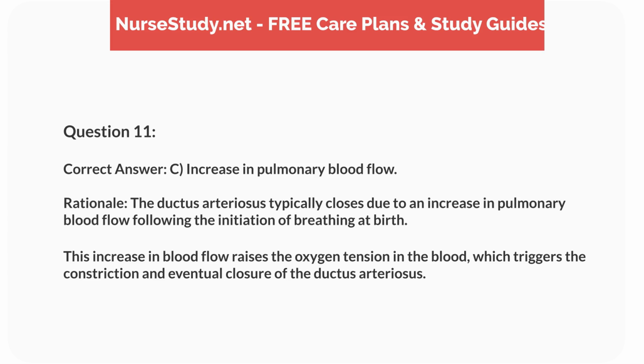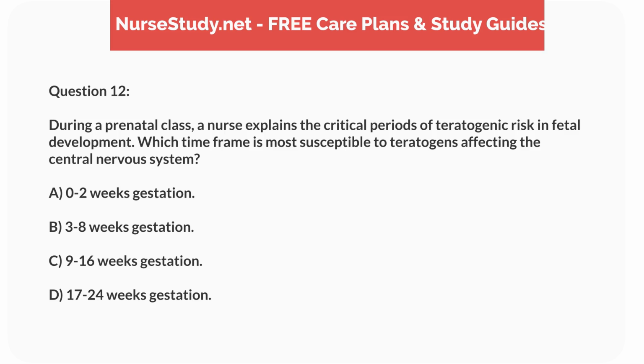Correct answer: C. Increase in pulmonary blood flow. Rationale: the ductus arteriosus typically closes due to an increase in pulmonary blood flow following the initiation of breathing at birth. This increase in blood flow raises the oxygen tension in the blood, which triggers the constriction and eventual closure of the ductus arteriosus.